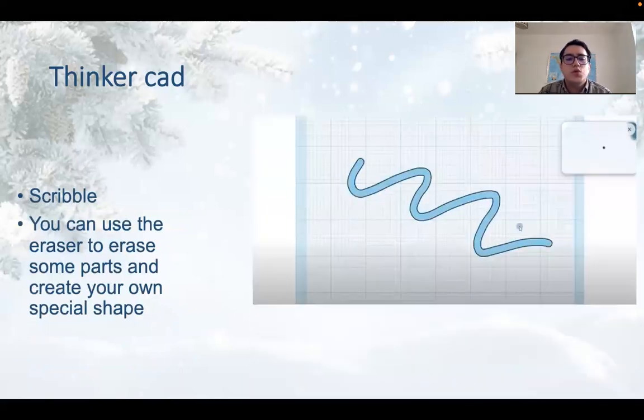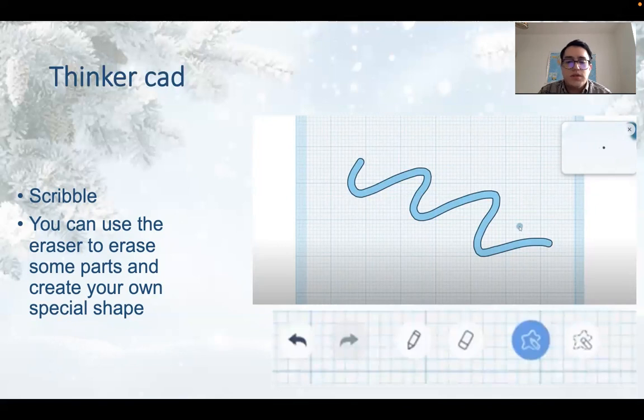You can use the eraser to erase some parts and create your own special shape. So imagine you have used Scribble to draw this, all right? And then you want to maybe erase some parts in between. So you want to customize the shape. So what you can do is use the eraser tool, this one, to erase some parts throughout the shape.